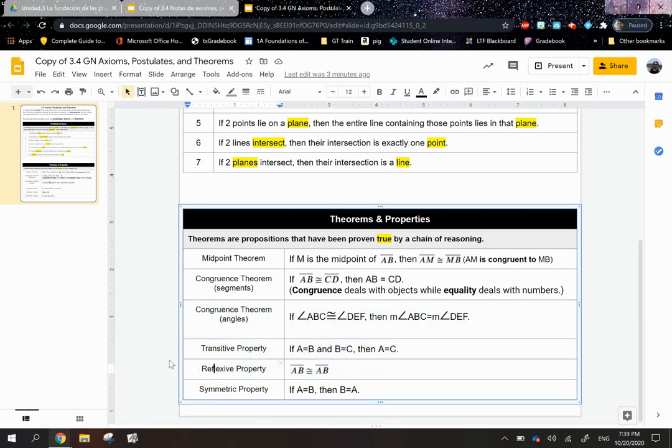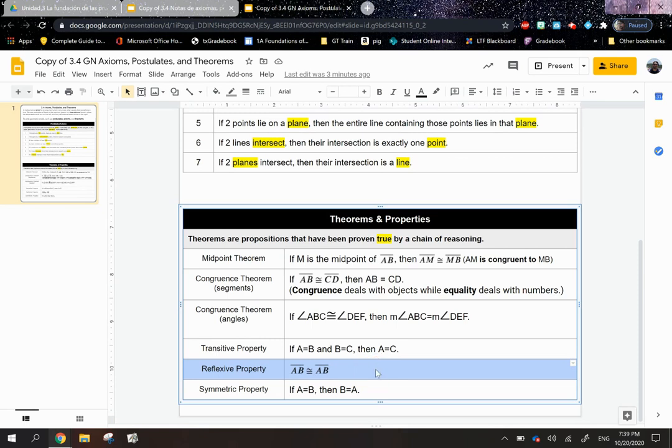Moving on, the reflexive property says that segment AB, for example, is congruent to segment AB. Now, this looks unusual, right? It's the exact same thing. Well, yeah, segment AB is congruent to segment AB. Because they're the same, they have to be the same. Now, while it looks weird now, when we use it in proofs, it'll make more sense because the reflexive property is used when, for example, I have two triangles that have a segment overlapping in between.